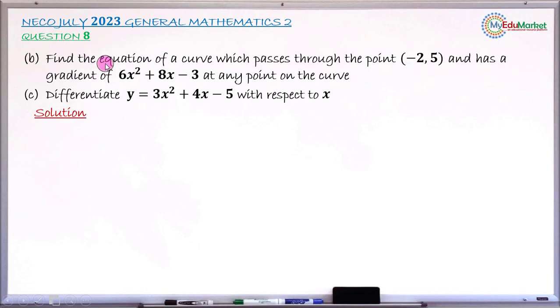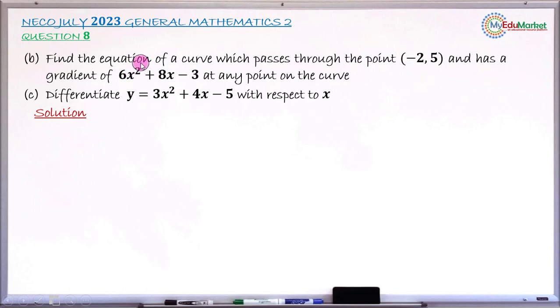You are asked to find the equation of the curve, but that curve has a gradient, and the gradient is the function 6x squared plus x minus 3, and that curve passes through this point. You remember the relationship between the equation of the curve and the equation of the gradient. When you find the derivative of the equation of the curve, it gives you the equation of the gradient.